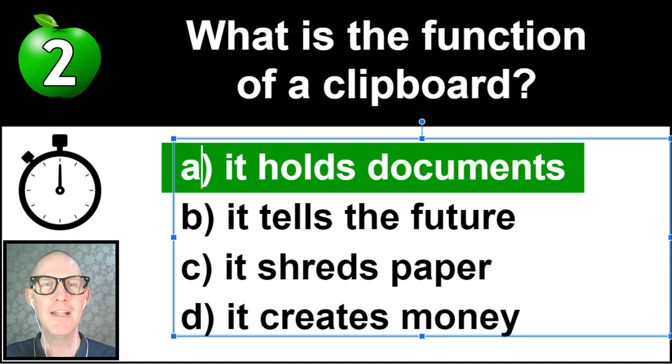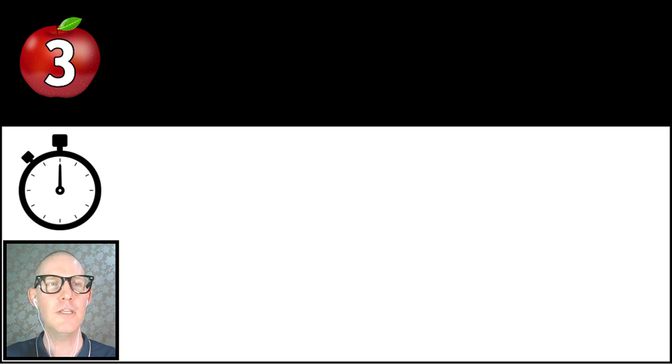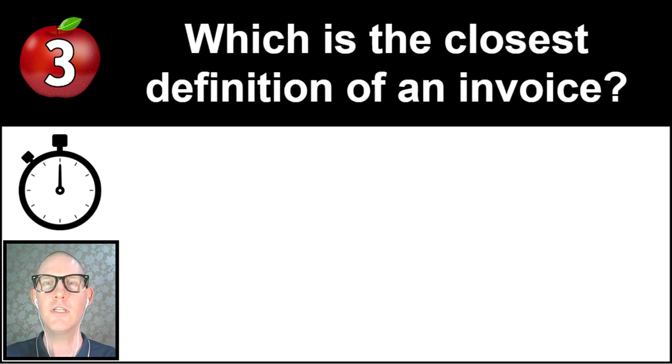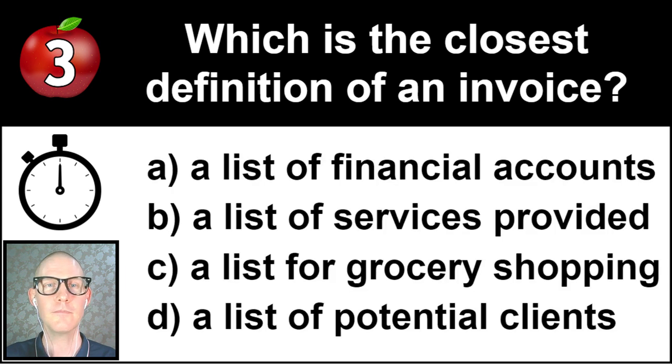Okay, here we go. Question number 3. Which is the closest definition of an invoice? A, a list of financial accounts. B, a list of services provided. C, a list for grocery shopping. Or D, a list of potential clients. Which is the closest definition of an invoice? Let's do the music.